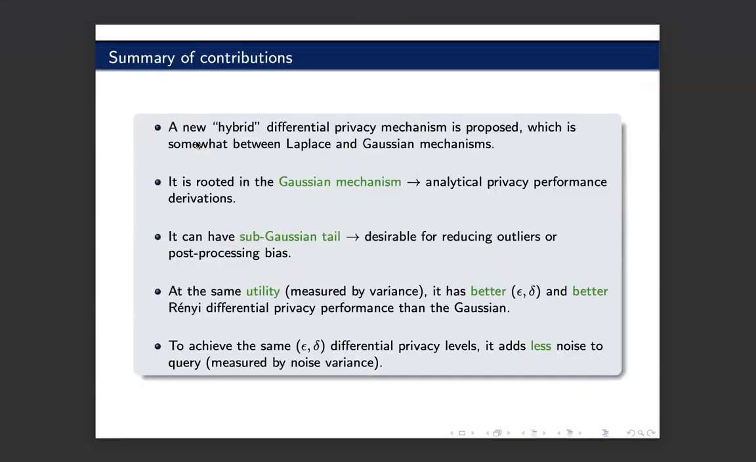So just to sum up what we have done, the mechanism which we call offset-symmetric Gaussian is a hybrid between Laplace and Gaussian mechanism. So I will explain how that works. And it is mainly rooted in the Gaussian mechanism. So, and a bit of Laplace is somehow injected to it.